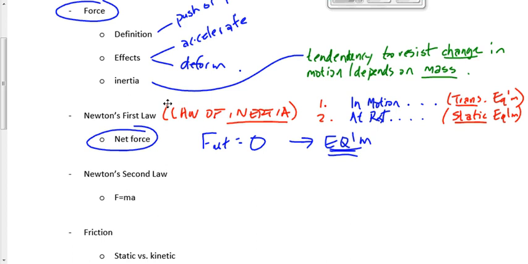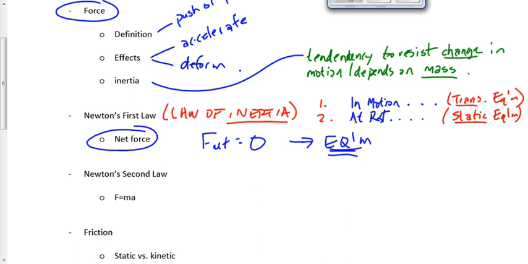If it's moving at a constant velocity, then the forces must be balanced. It's in translational equilibrium, and it's going to keep going at that constant velocity in a straight line forever and ever and ever until it's acted upon by an unbalanced force. So it's acted upon by a net force other than 0.